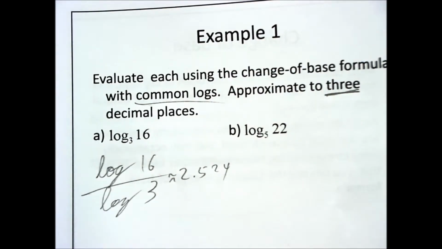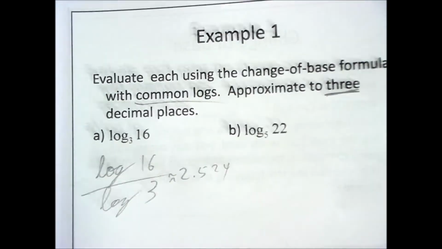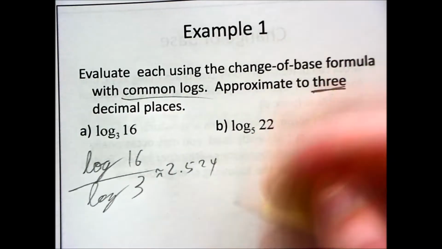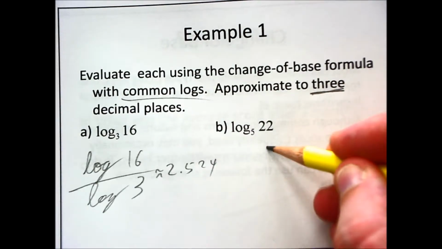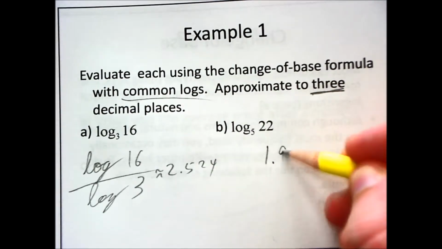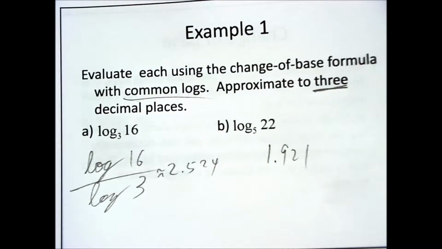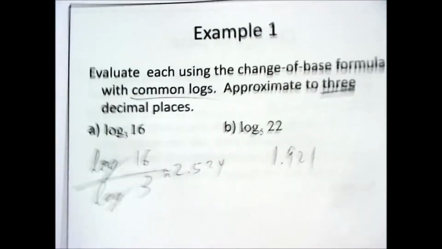If you do natural log instead of common log, does it give you the same thing? Yeah, if you do ln of 16 over ln of 3, same thing. Go ahead and find log base 5 of 22 then. What do you get? 1 point what? 921. So not too bad. ln would give you the same values.